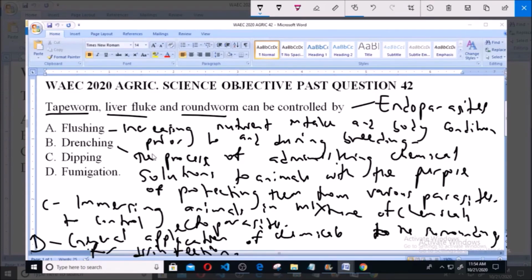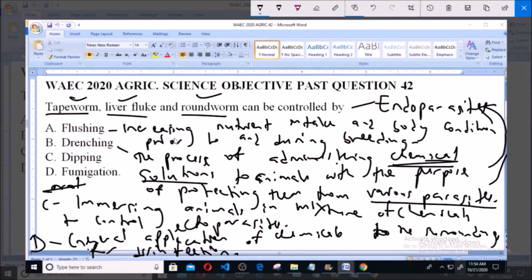Now, option B, which is drenching, specifically talks about administering chemical solutions to animals to protect them from various parasites. These chemical solutions are administered via oral administration, via the mouth, and this is done to protect from various parasites, specifically endoparasites such as the tapeworm, the liver fluke, and the roundworm. So option B, drenching, is the procedure that is used to control endoparasites such as tapeworm, liver fluke, and roundworm, and it is the correct answer to this question.